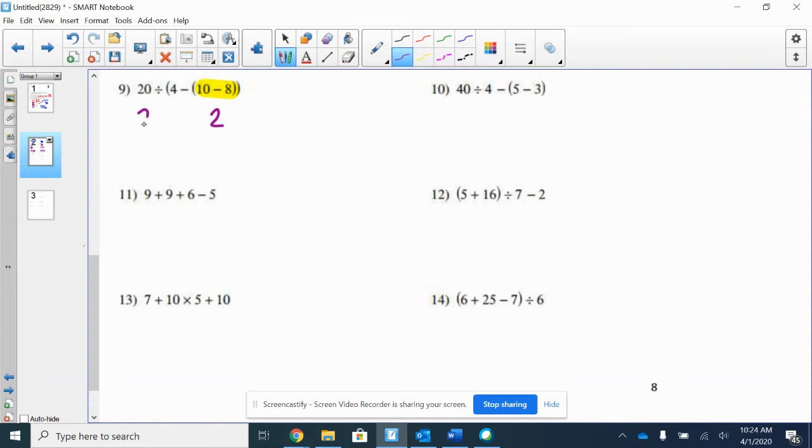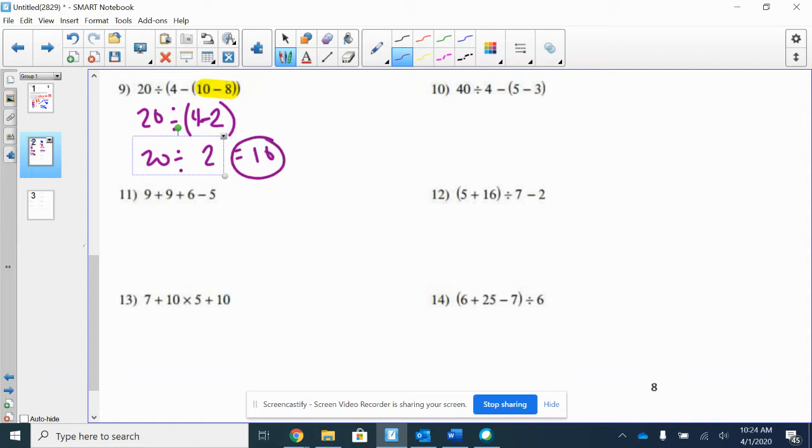And I'm just going to rewrite everything. That's another strategy, just to make sure you're following the order of operations continually, just so you don't lose anything. Just everything else comes down. So then we have 4 minus 2 is 2. So we have 20 divided by 2, which gives us 10.